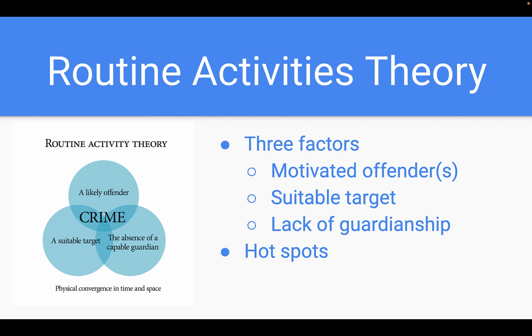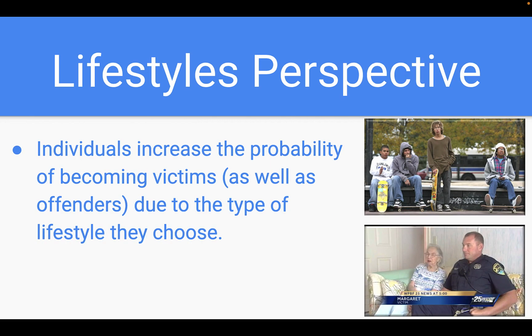So, the locations that have a high convergence of targets, lack of guardianship, and motivated offenders are referred to as hotspots. Okay, and lastly, lifestyles perspective. So this theory claims that individuals increase the probability to become victims as well as offenders by their lifestyle.